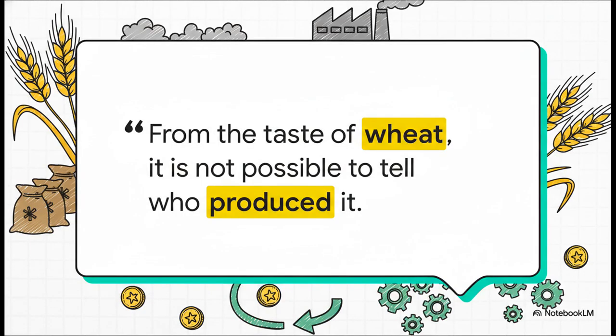This quote from Karl Marx just nails the concept of fungibility perfectly. From the taste of wheat, it is not possible to tell who produced it. The origin, the brand, who made it, none of that matters. The product is uniform, and that's what gives it its power in the market.